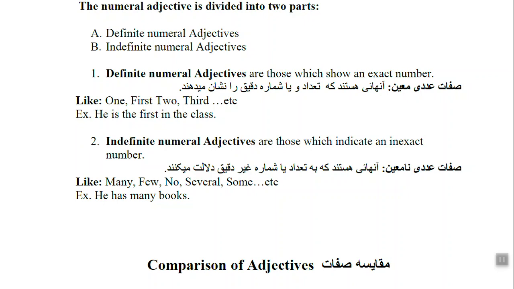Indefinite numeral adjectives. Indefinite numeral adjectives do not show an exact number. For example, you can't count them exactly. Many, few, no, several, some. He has many books. Or you can say he has few letters to reply. Or you can say he has no book to study. Both of them are correct.